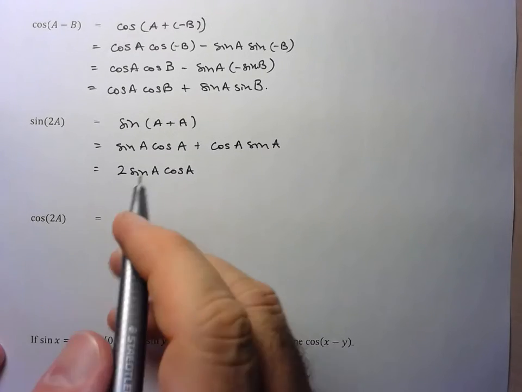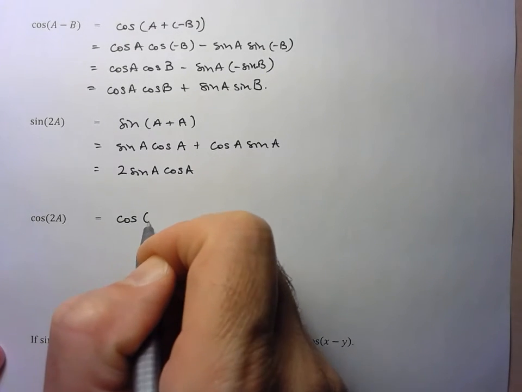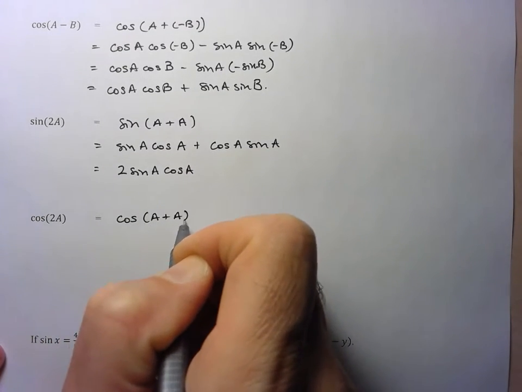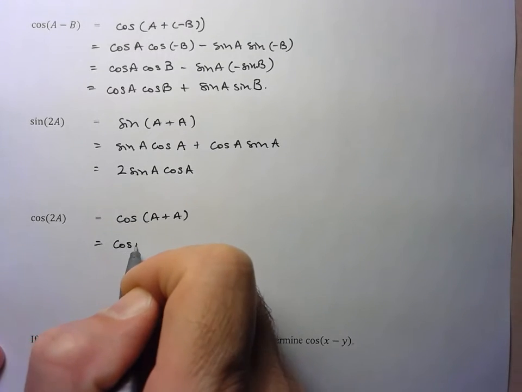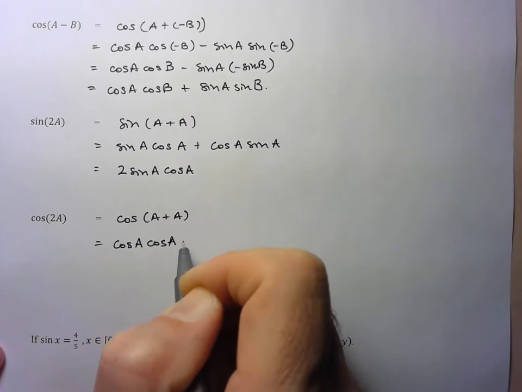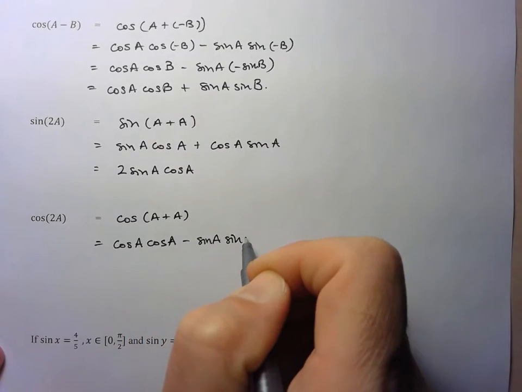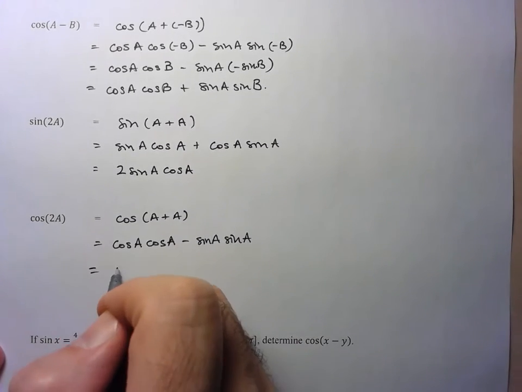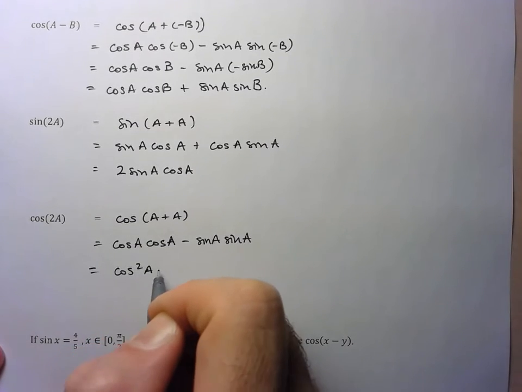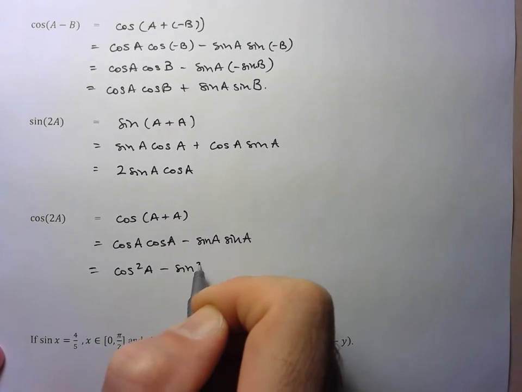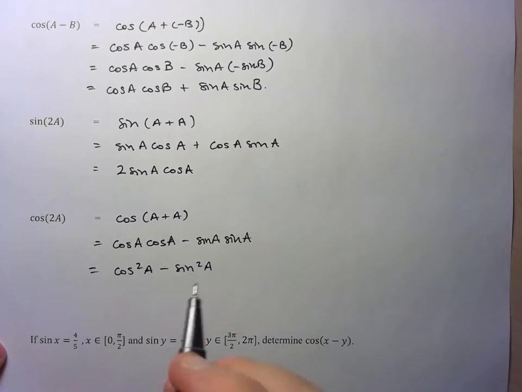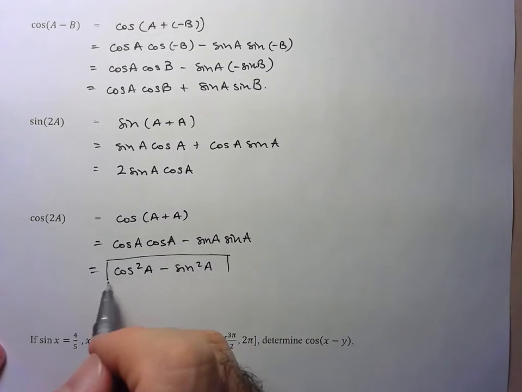Let's do the same thing for cos 2a. Let's rewrite that as cos of a plus a. So that gives me cos of the first, cos of the second, minus sine of the first, sine of the second. And lo and behold, we have cos squared a minus sine squared a. Right? So this is one of our three options.